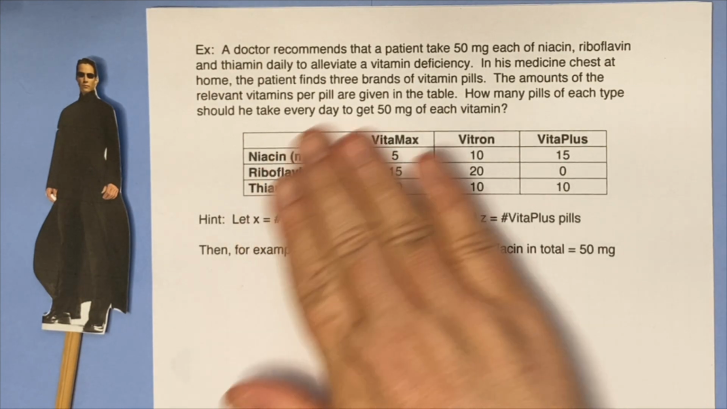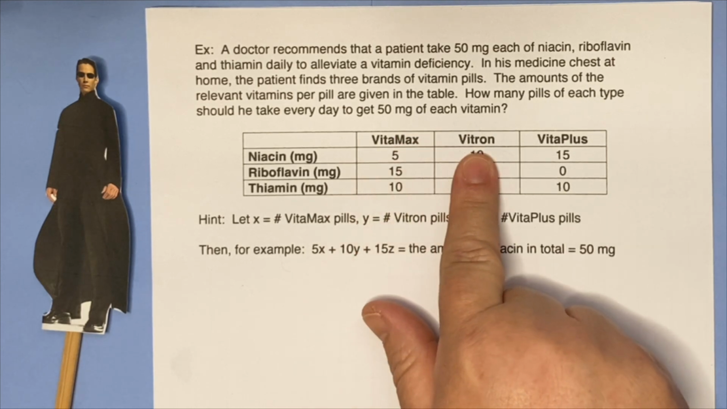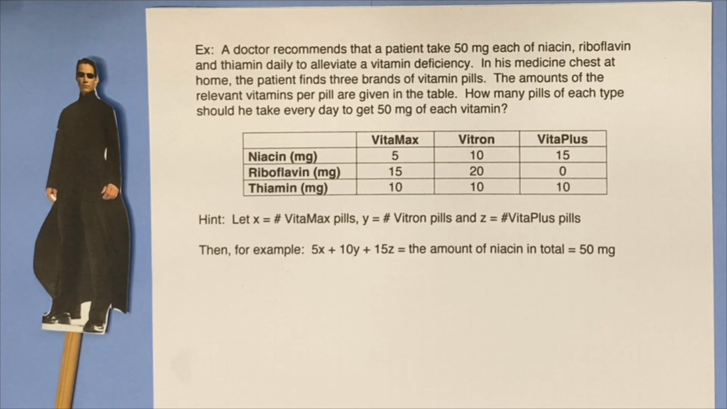And then we get a chart that tells us we've got Vitamax, Vitron, and Vita Plus. Thank you, book, for making them all V words, so it's going to be even more exciting to tell them apart. But basically, this is the kind of word problem that I personally would look at and just be like, I have no idea, because there's a lot going on. So let's talk about how to set this up.